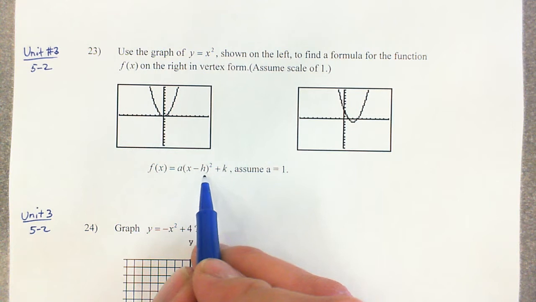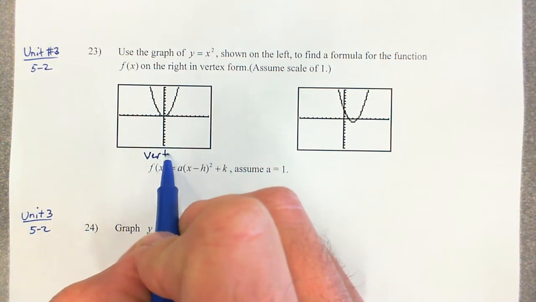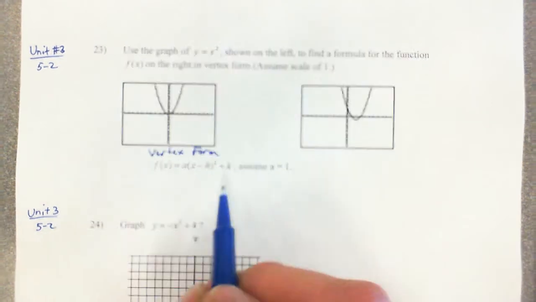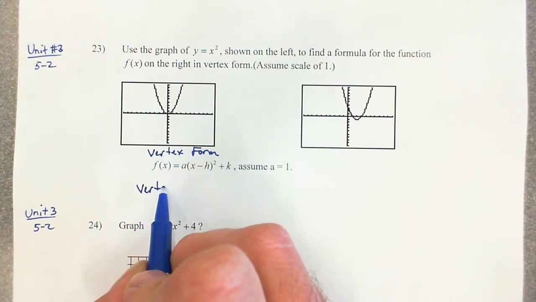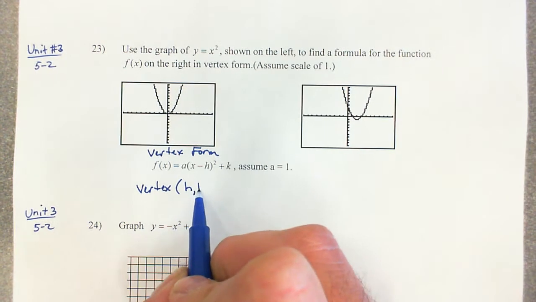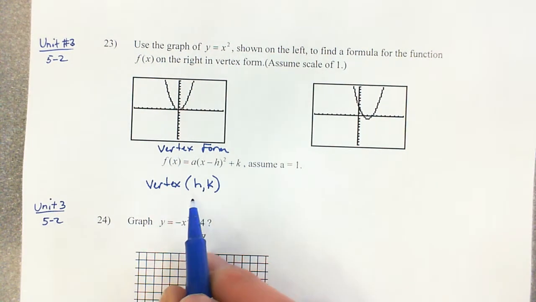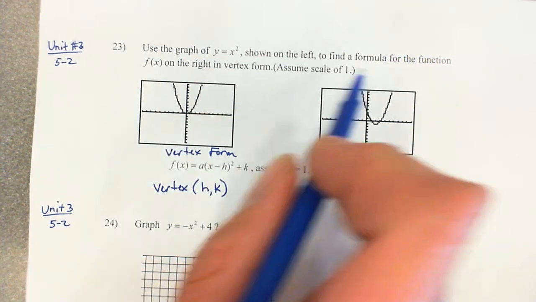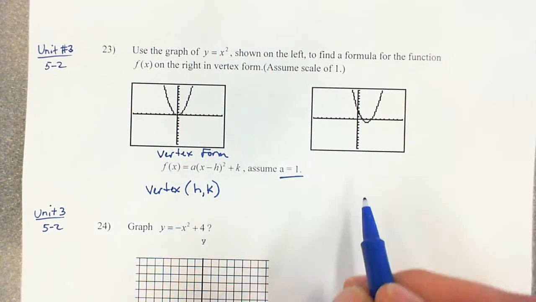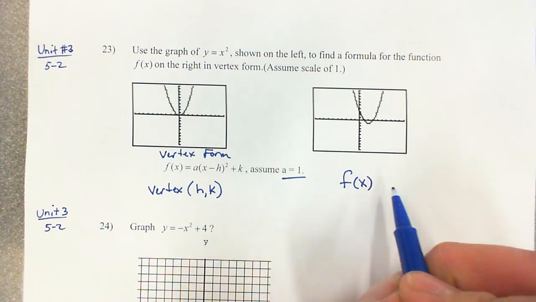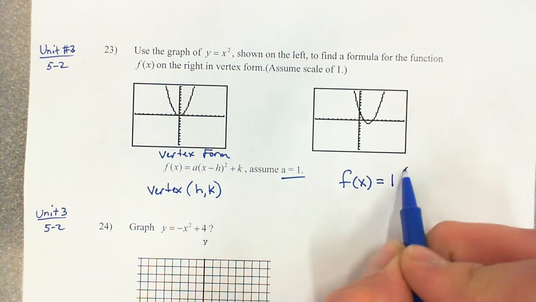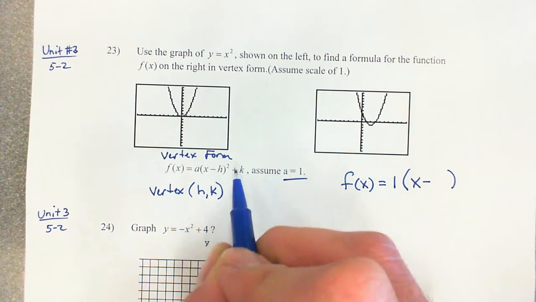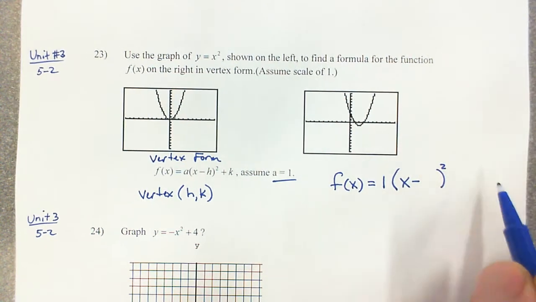And then they give you vertex form. This is vertex form. And remember, from vertex form, the vertex is located at h comma k. So it would be helpful to find the vertex. And it says assume that a is equal to 1. So on this particular problem, they're telling you a is already 1. So on our equation, f of x equals a is 1. Now we need x minus whatever h is squared, and then plus our k.